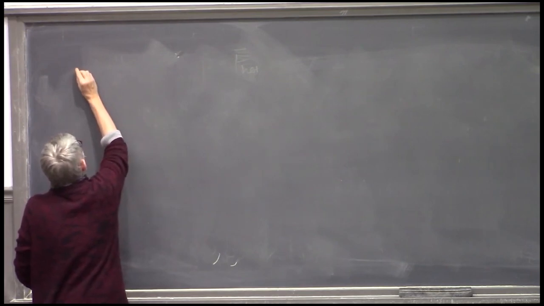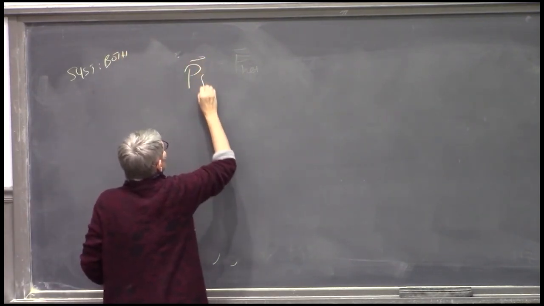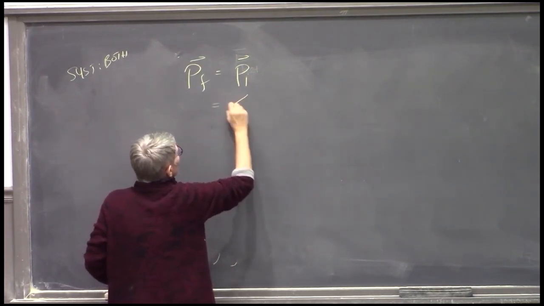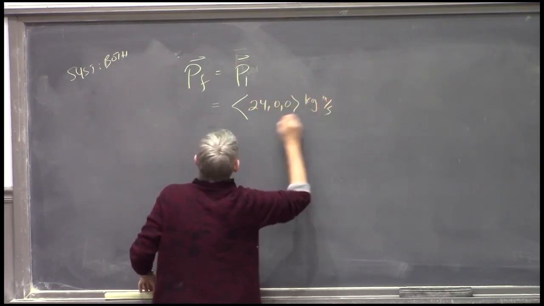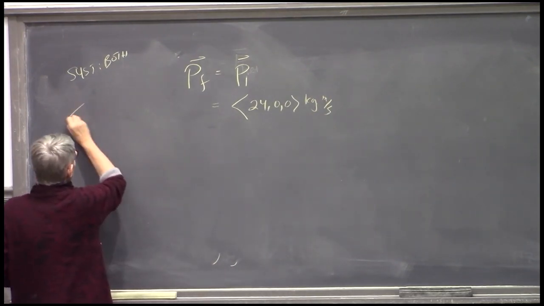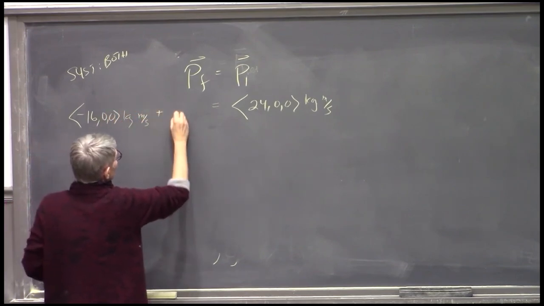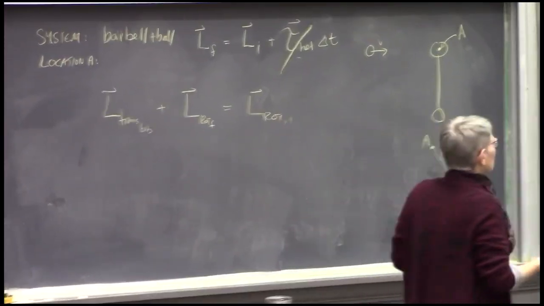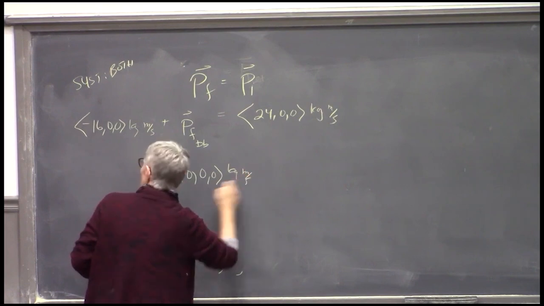So for the system, both things, P final is P initial plus zero, which is 2400 kilogram meters per second. We have the ball's final momentum as negative 16 kilogram meters per second plus the final momentum of the barbell, right? And so that does indeed come out to be 4000 kilogram meters per second.